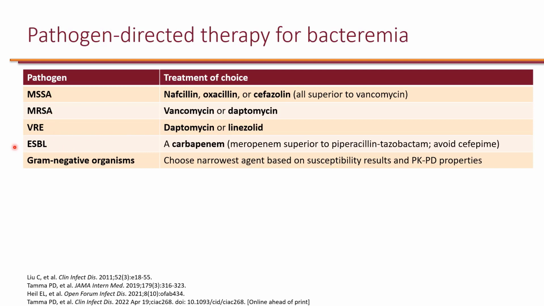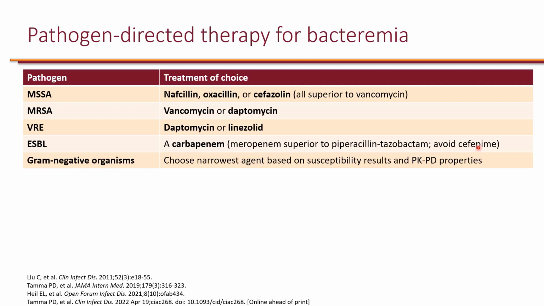When it comes to gram-negatives, one thing that's very important is treatment of ESBL bacteremia. And carbapenems are considered first-line treatment for ESBL bacteremia. In fact, meropenem was shown to be superior to piperacillin tazobactam in a randomized controlled trial. So people were less likely to die if they were receiving meropenem compared to piperacillin tazobactam. So there's mortality benefit with carbapenem. So now they are considered first line for ESBL bacteremia.